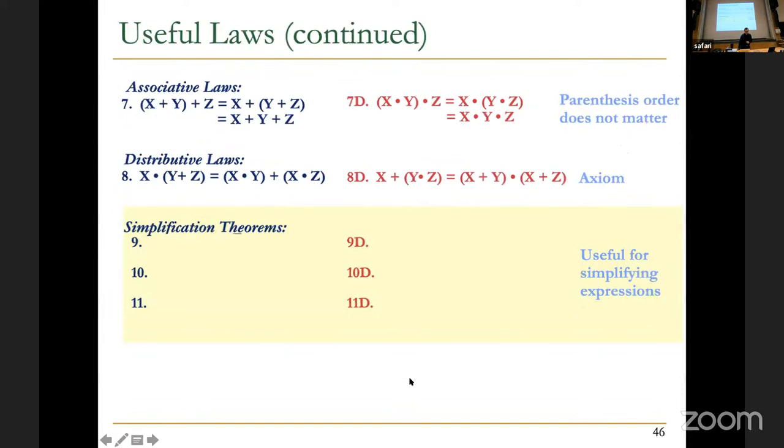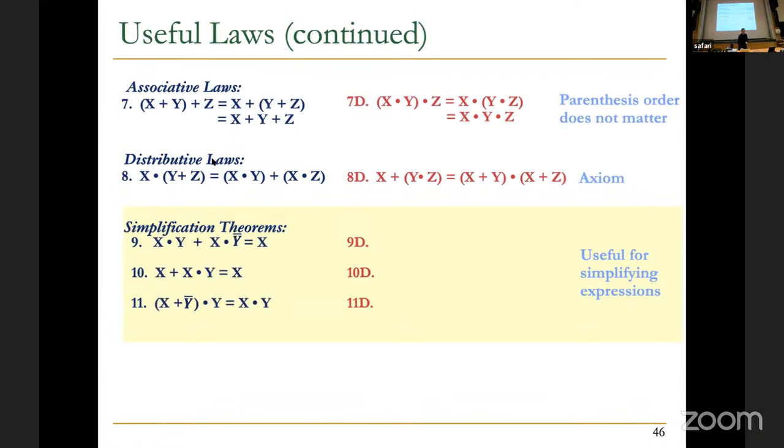Okay. So let's take a look at a little bit more complicated of these things. Associativity, you can see this over here, X plus Y plus C, it associates. You can basically combine these with different parentheses, if you will. And then dual is also true for AND. Distribution, we also discussed this briefly, but you can distribute AND over OR and OR over AND. Again, these are duals.